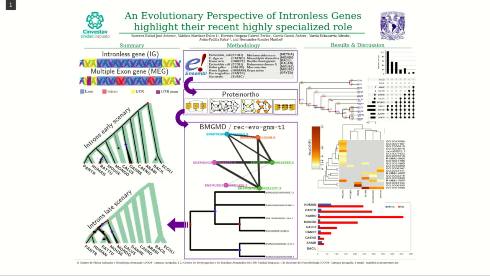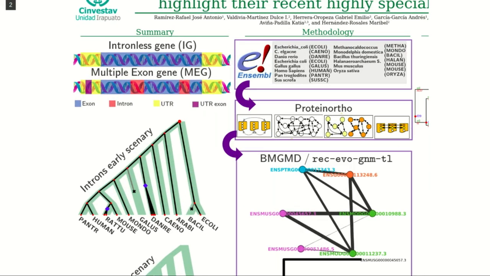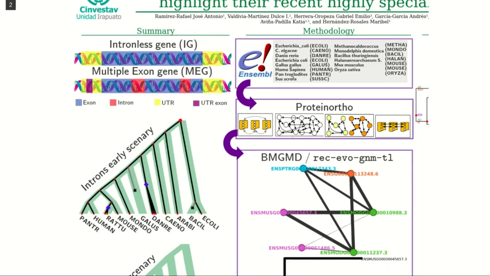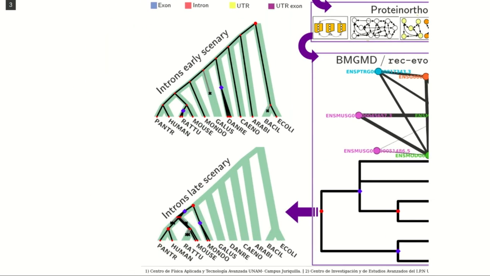In this work, we studied the evolutionary history of most intronless genes and their orthologs in 10 species, including human. Then we compare it with the results of the same analysis for multiexonic genes. We aim to contribute with evidence that can help to determine which theory of single exon gene origin corresponds to intronless genes, the introns early theory or the introns late theory.